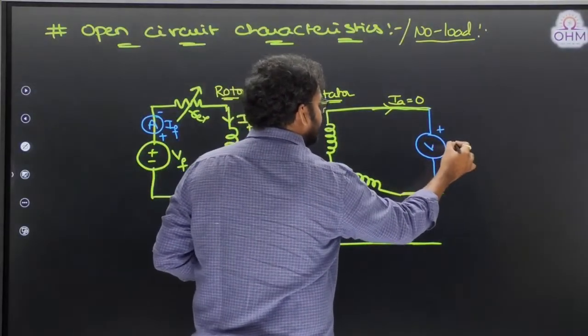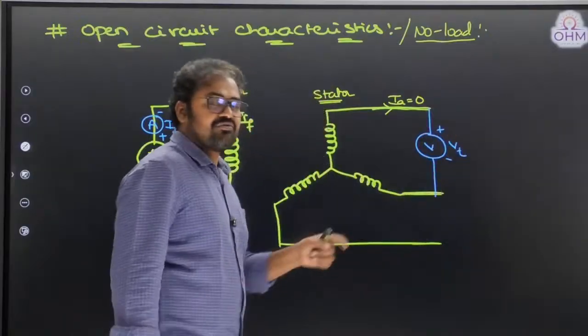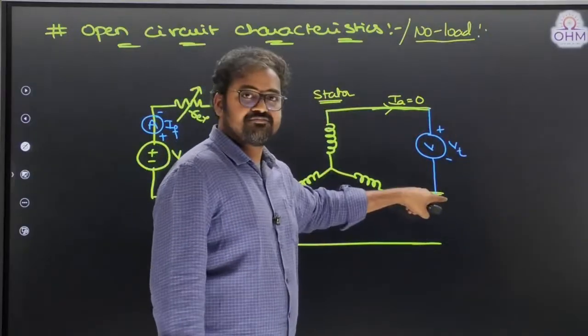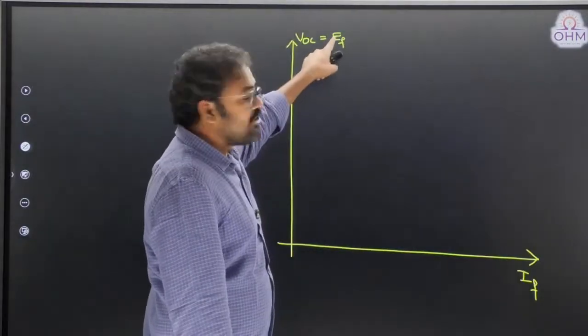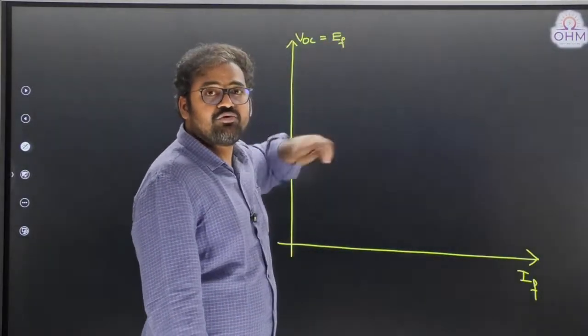That will measure actually terminal voltage, right? Because the voltmeter was connected at the terminals. But I need EF on the y-axis, not VT. Then how do I do that?